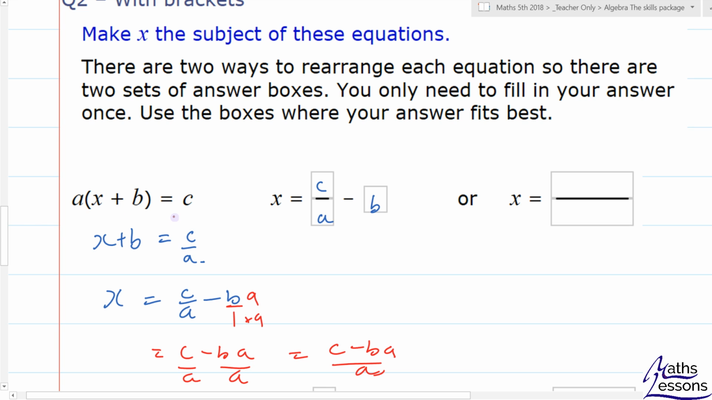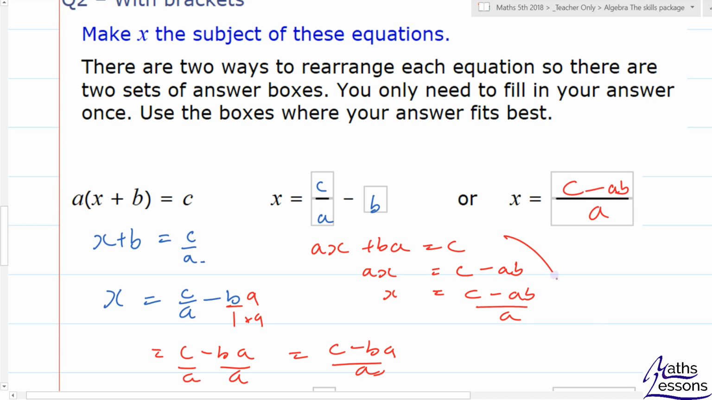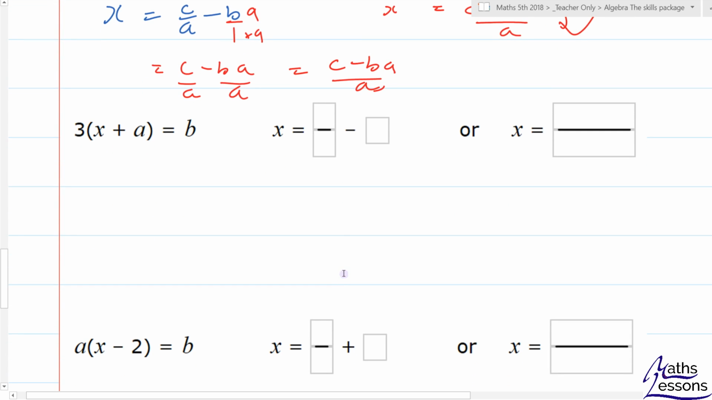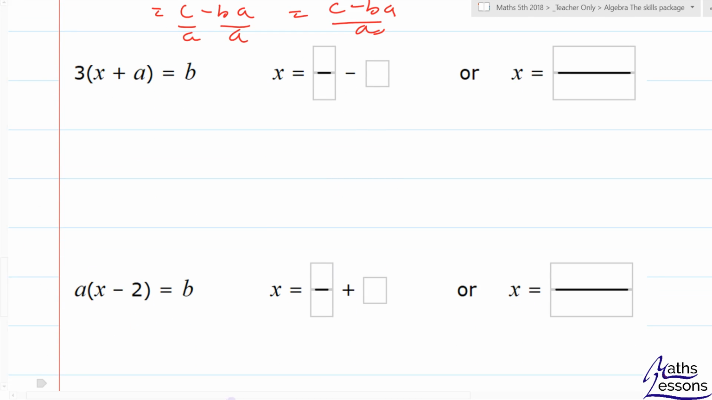The other way is we could have multiplied out the brackets at the beginning. Get ax plus b times a, equals c. Then ax equals c minus ab, and then divide throughout by a, I get c over a minus b. So lots of ways to have a go at doing it. Choose your way. I'm guessing you've either got divide by a first or multiply out the brackets first. So have a go at these two and see how you go. Two minutes for both.